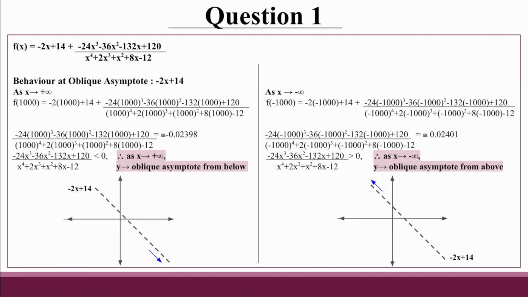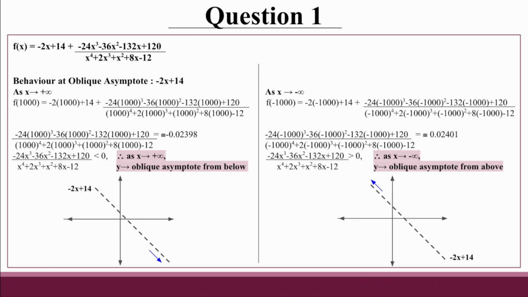For a large value of x, I substituted 1000 into the oblique asymptote equation with the remainder. When x is 1000, the remainder part of the equation is less than 0. Since this value is less than 0, we are taking away from negative 2x plus 14, which means f of x will be smaller than negative 2x plus 14. Therefore, as x approaches positive infinity, y approaches the oblique asymptote from below.